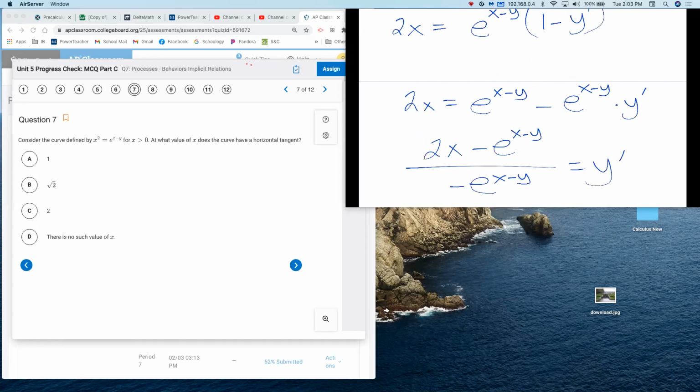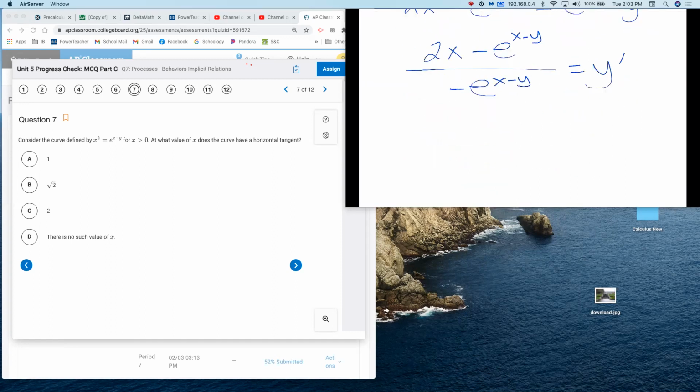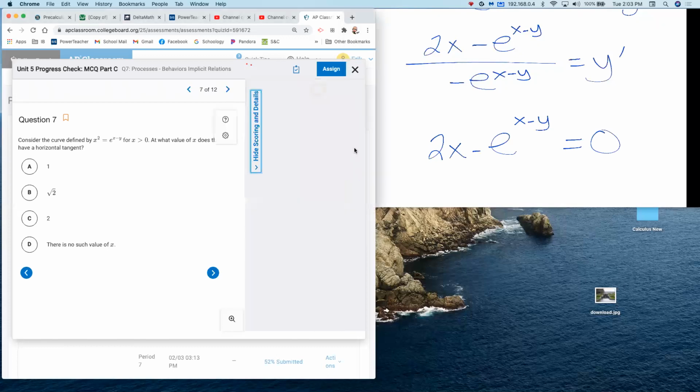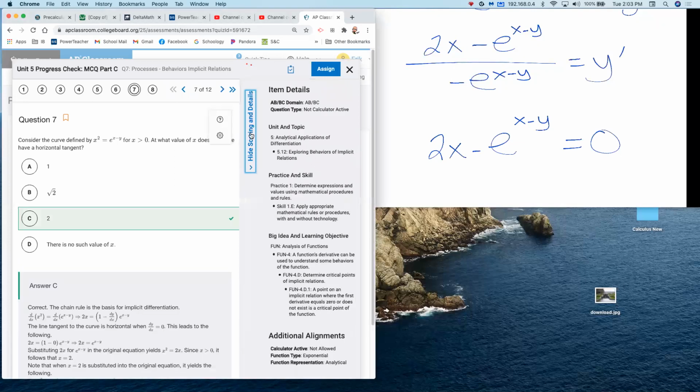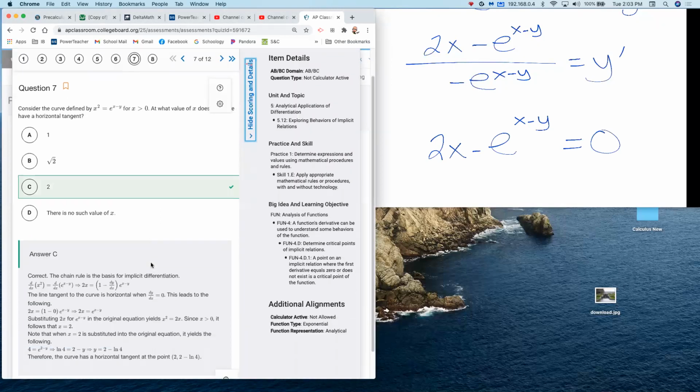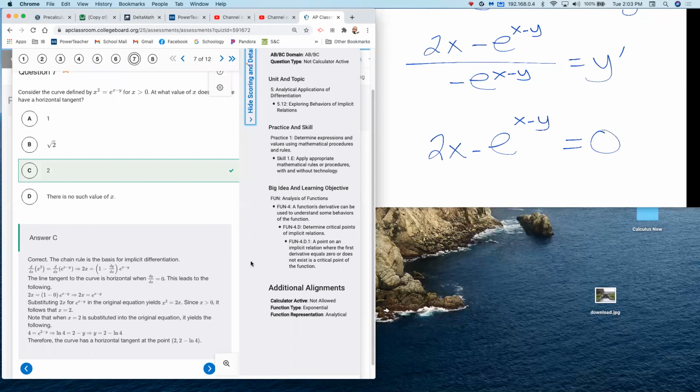so I have that. I'm trying to figure out when this thing is equal to 0. So I'm trying to figure out when 2x minus e to the x minus y is equal to 0. Let me just make sure that when they go through the answer key on this, that's what they're doing on this as well.